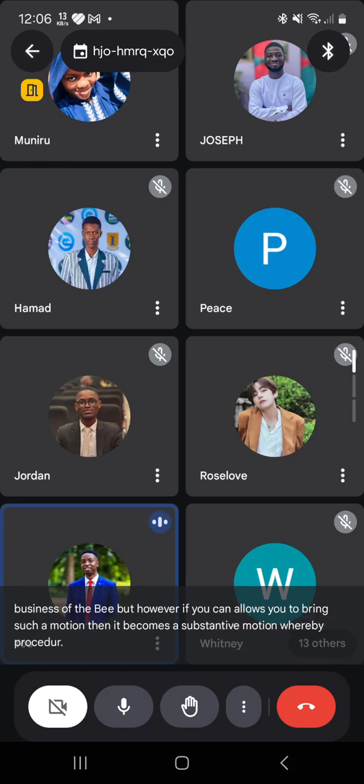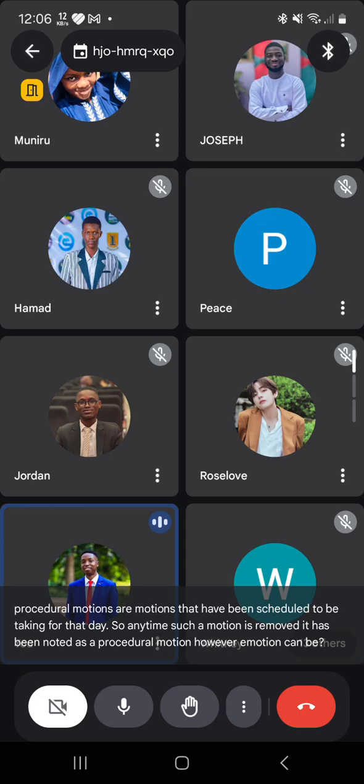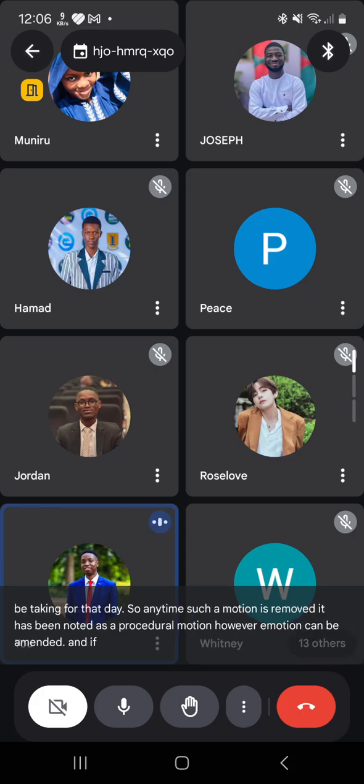Procedural motions are motions that have been scheduled to be taken for that day. So anytime such a motion is being moved, it is noted as a procedural motion. However, a motion can be amended. And if a motion is to be amended, it means you want to amend a motion already being moved.